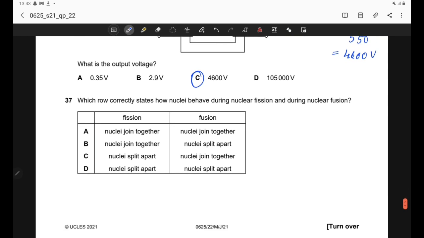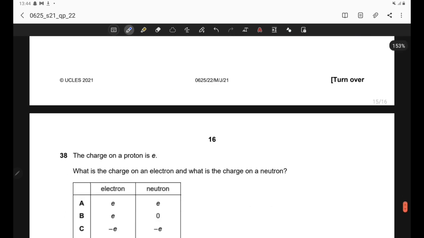Question 37. Which row correctly states how nuclei behave during nuclear fission and during nuclear fusion? In order to answer this question, we just need to know what fission and fusion are. Fission is a process in which nuclei split apart, and fusion is a process in which nuclei join together. The correct answer is option C.